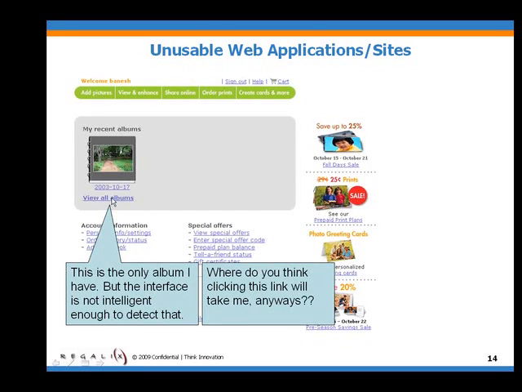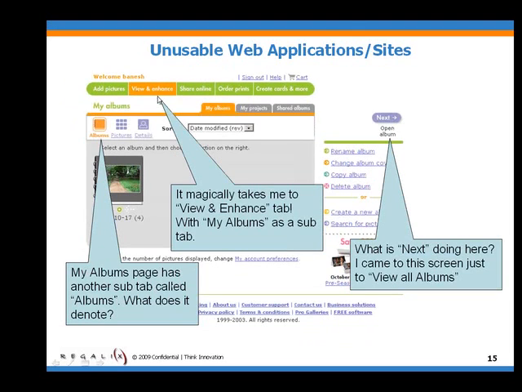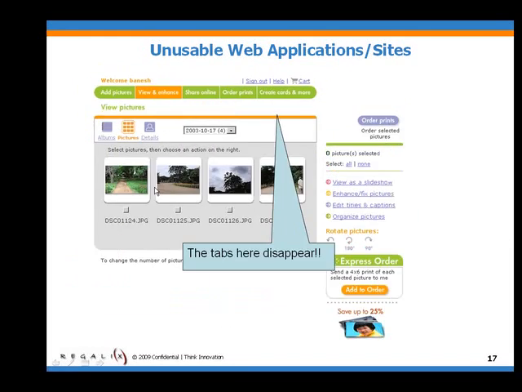So it takes me to this section, which says view and enhance. So I'm not sure. I had clicked on albums and I have come to a tab which says view and enhance. I see the pictures, but these disappear. So it's a very nice looking interface, but when you start using it, it doesn't really make sense.